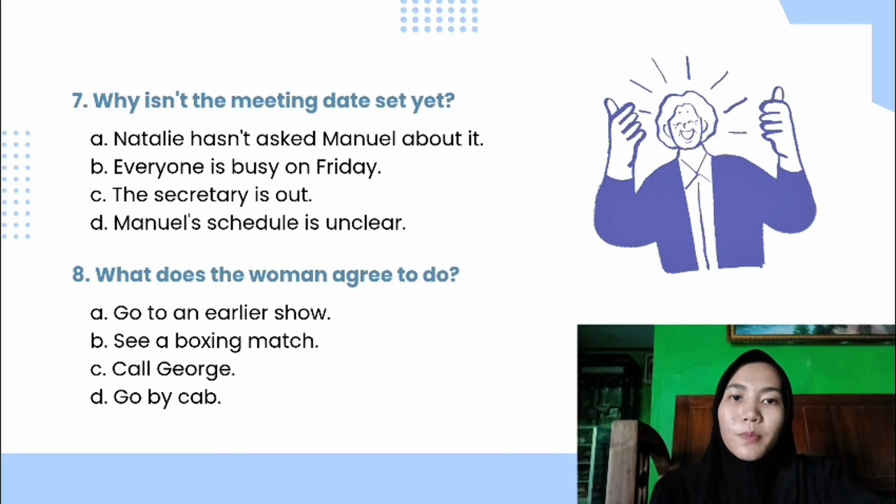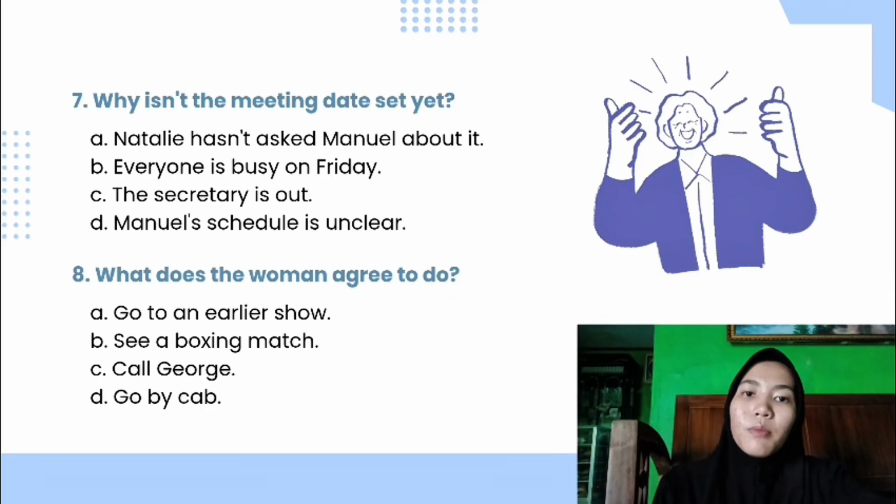And then B. Everyone is busy on Friday. It's wrong too because Friday is the day when Manuel will confirm his schedule. And then C. The secretary is out. It's wrong because there is no reason to think that the secretary is out.